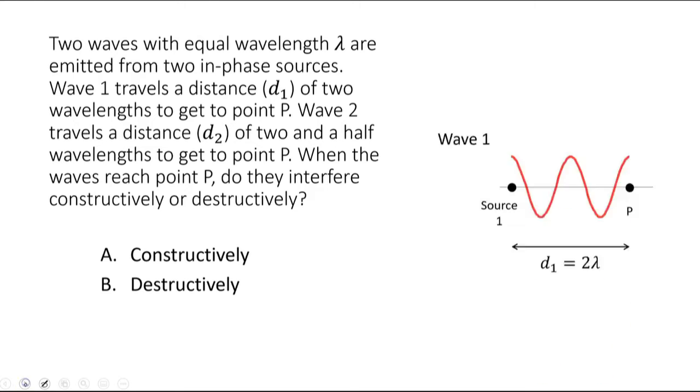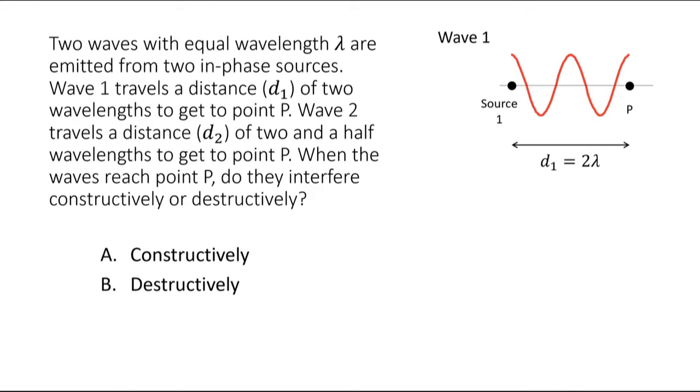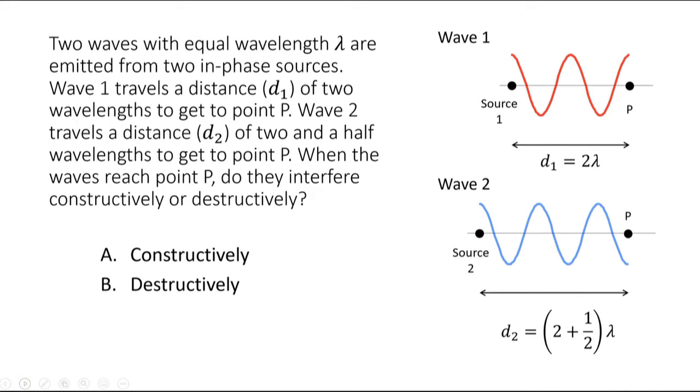Okay, so here I would want to compare the two sketches that we made on the previous slides. So remember, wave 1 traveled 2 wavelengths to get to point P. It started at a peak, and so then it was at a peak when it got to point P. Then wave number 2 traveled through 2.5 wavelengths to get to point P, and so since it started at a peak at the source, it ended at a trough when it got to point P. And so then at point P, you can see that wave number 1 is at a peak, wave number 2 is at a trough, and so when they interfere, remember that means that you want to add the amplitudes of the two waves at that particular location. And so that means you're adding a peak from wave 1 to a trough from wave 2, and so that means that they will interfere destructively here. So I would pick answer B.